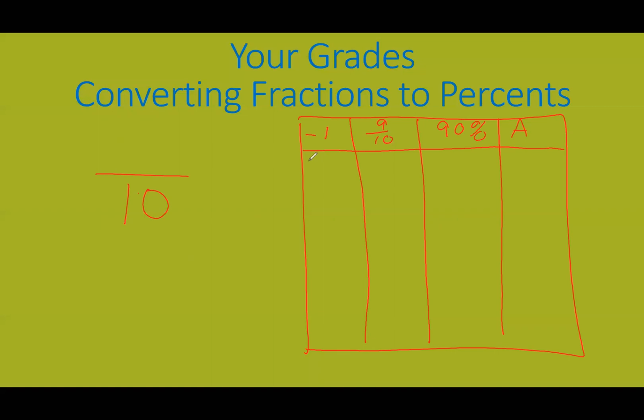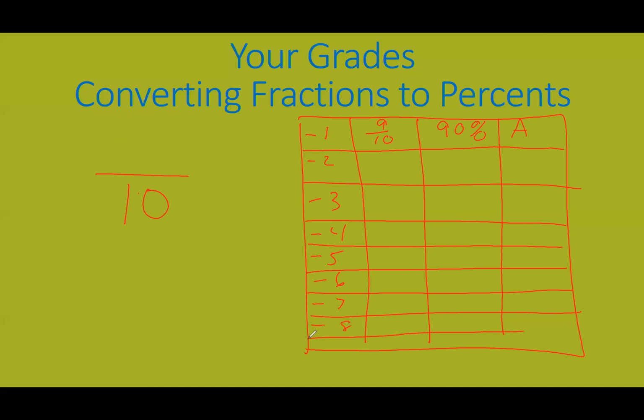Finish that table. What if you get -2? What if you get -3? Okay, continue that table. Pause the video. Okay, -5, -6, I'm running out of room, -7, -8, -9, and -10. Okay, perfect. All right, let's see how your table compares to mine.